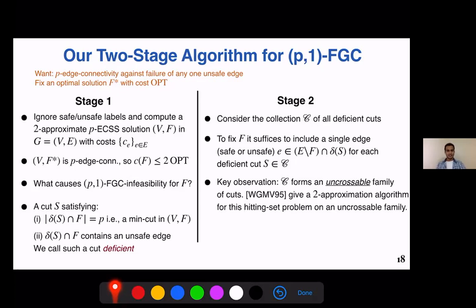The key observation in our work is that this collection script C forms an uncrossable family of cuts. Using the machinery from Williamson et al.'s work, we get a 2 approximation algorithm for this hitting set problem on an uncrossable family. This shows that the cost of augmentation is within 2 times opt. Overall, this gives us the desired 4 approximation.